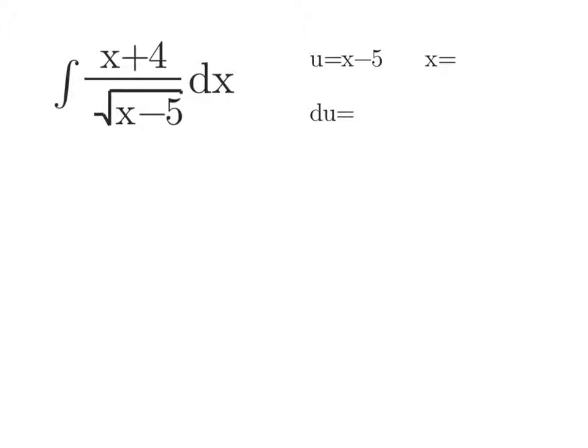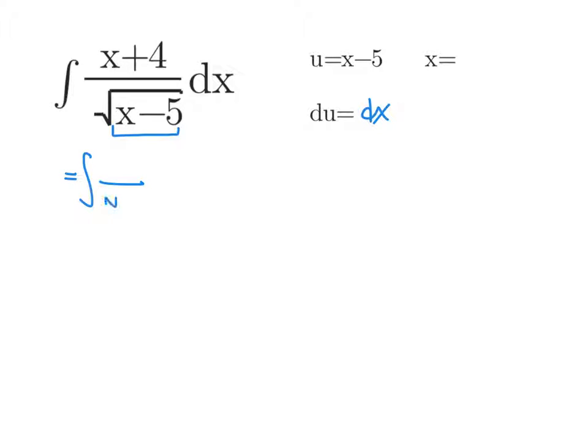Let's integrate (x + 4) over the square root of (x - 5) dx using u-substitution. To do that, I'm going to let u be the expression x - 5, this part. So the differential of u is going to be the differential of x - 5, which is dx. We can move on to substituting.